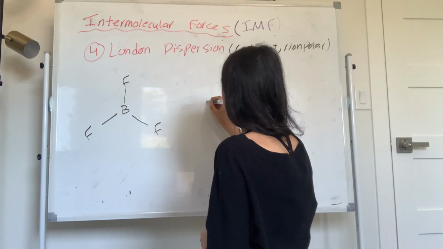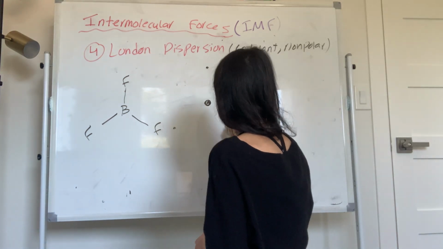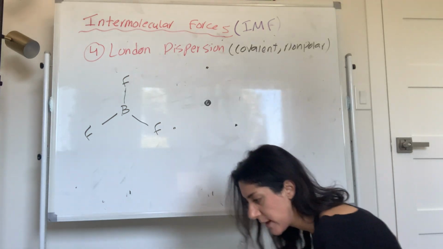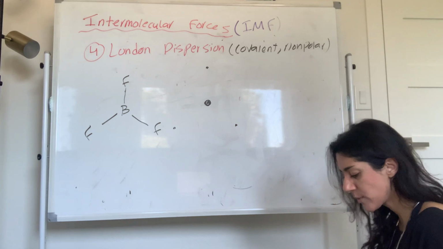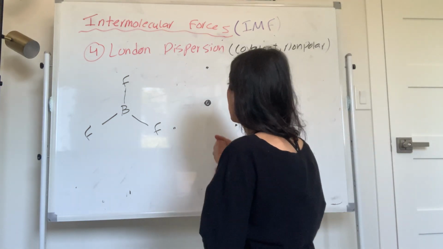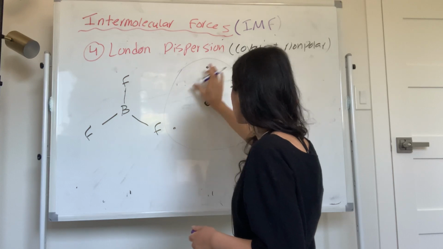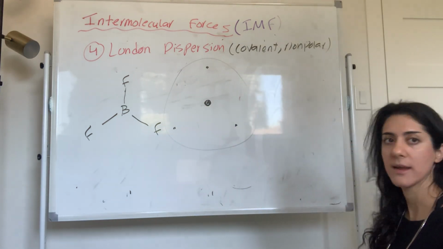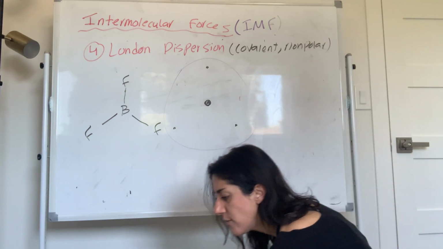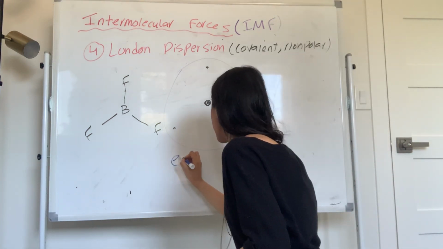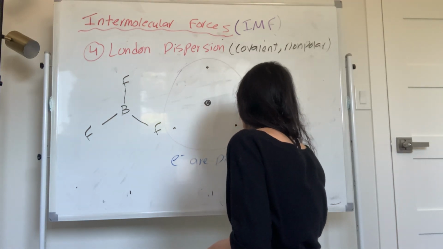Now, if you remember what non-polar is, so I have boron here, and I have fluorine, and I have fluorine. The electrons are distributed evenly. That's what it means to be non-polar. So this is a non-polar molecule. The electrons are distributed evenly because I have electrons on every side of the molecule, right?